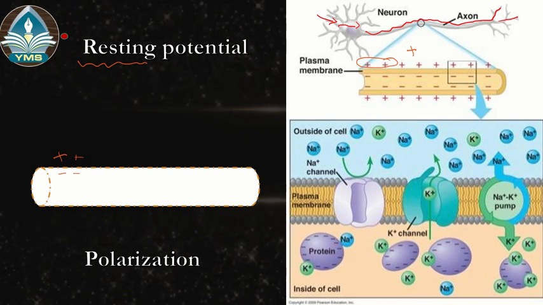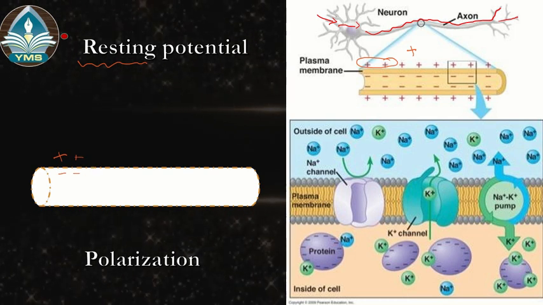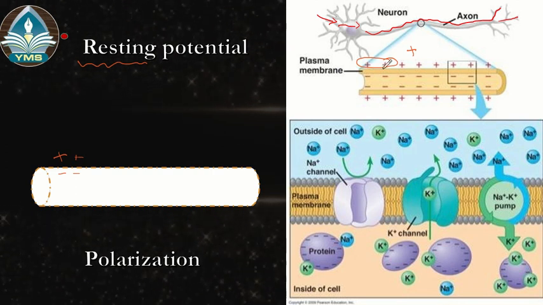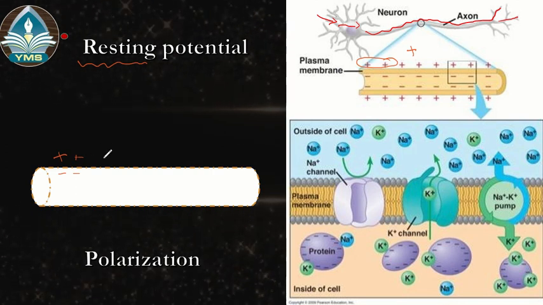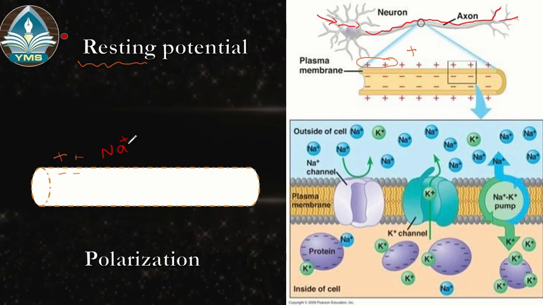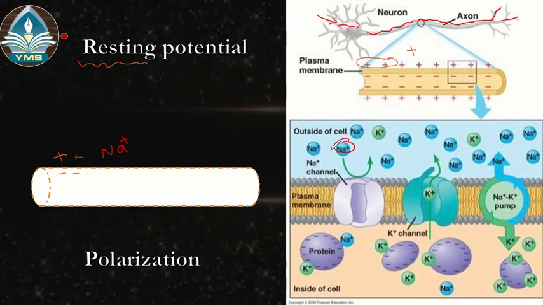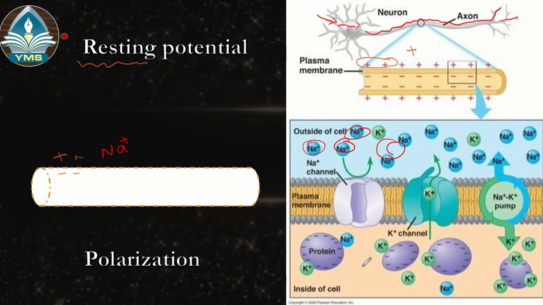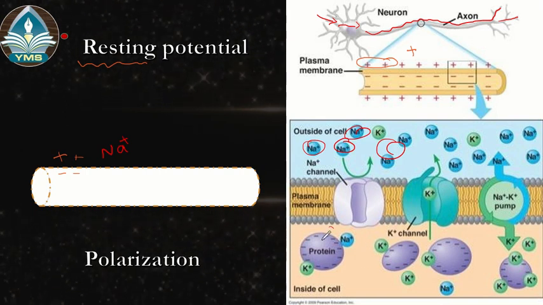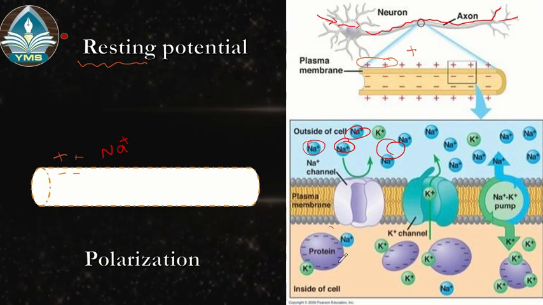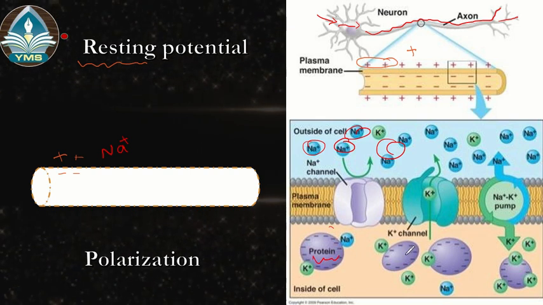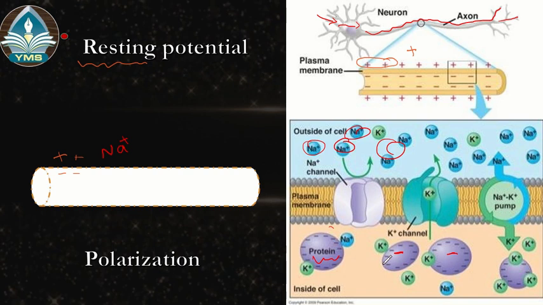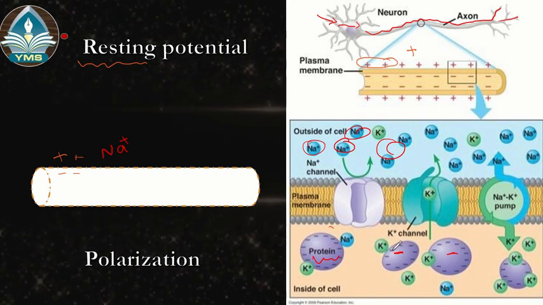If you look here, outside of the neuron we have a high concentration of sodium ions. Inside of the neuron you'll find large molecules of protein, which are negatively charged. We also have some potassium, which is positive.